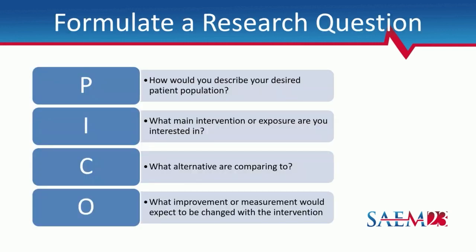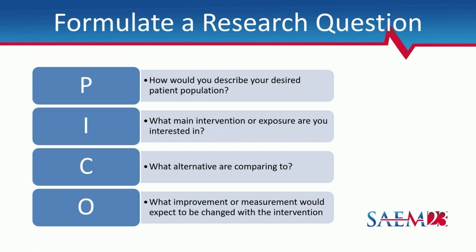So how do you define a research question? I said earlier, I think this is one of the most important steps, if not the most important. This is the method I'd select. This is what I would recommend, PICO. So you're going to have these 4 criteria, 4 things you need to consider. How would you describe your desired patient population? That's the P, all right? How do you want to describe your population that you're going to study in this clinical question?